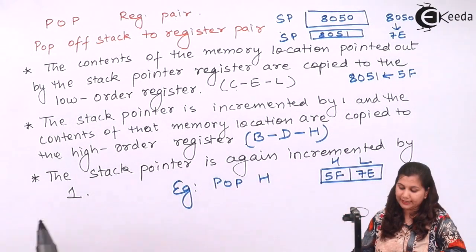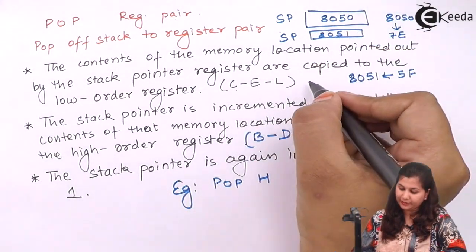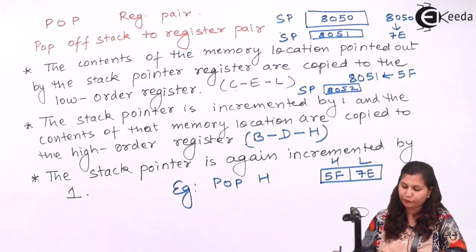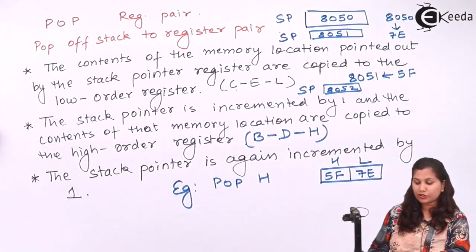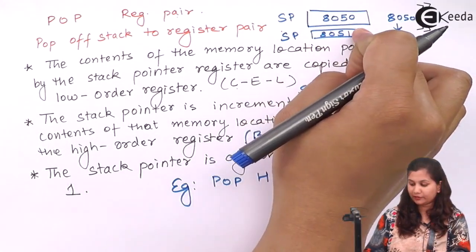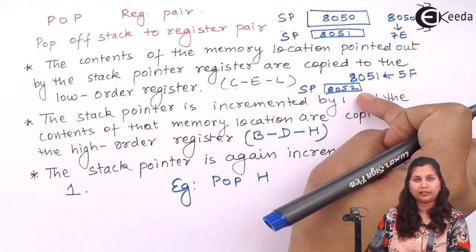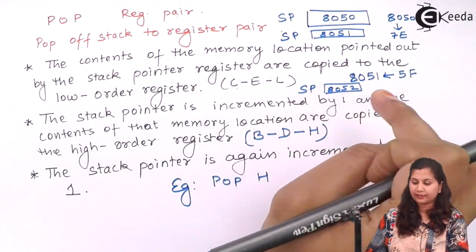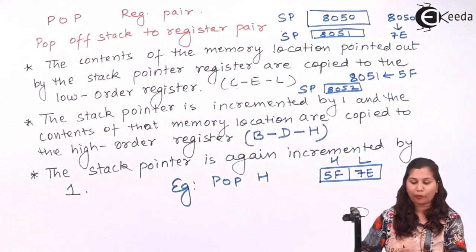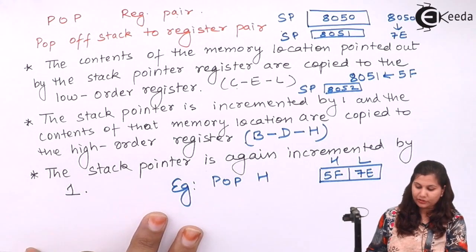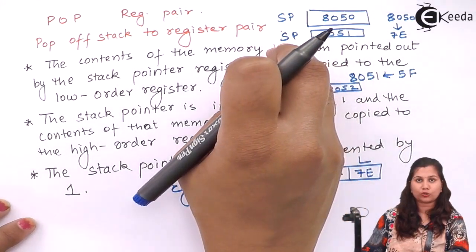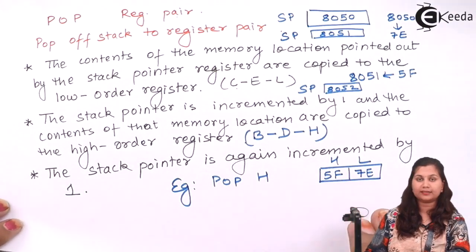Now the stack pointer is again incremented by 1. So again this stack pointer will be incremented and now it will be 8052. So after this pop instruction, the stack pointer is incremented two times, and we have 8052 as the last content of the stack pointer. So this is how the pop instruction works. It copies the contents of the memory location stored in the stack pointer into the register pair.